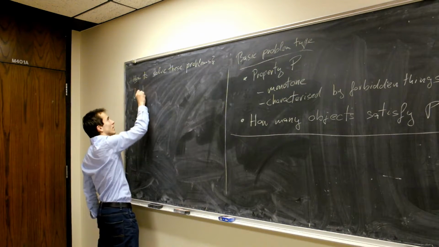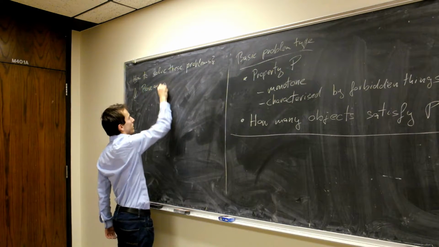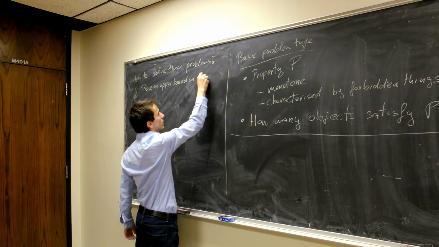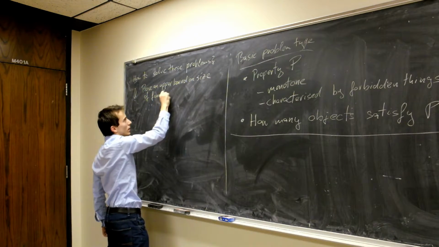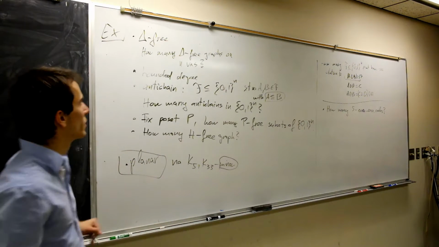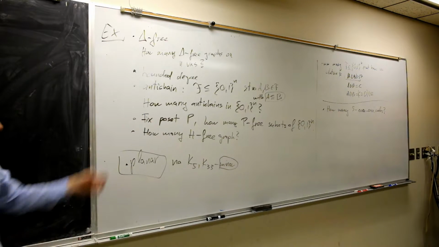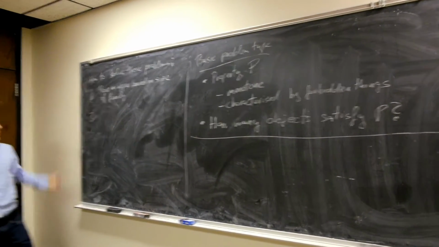First step is always prove an upper bound on the size of your family that satisfies your property. So for example, for triangle-free graph, every triangle-free graph has at most n squared over 4 edges, so that would be your upper bound. For antichain, every antichain has size at most n choose n over 2, so that would be your upper bound, and so on. That's always the first step. And the second step is this tricky one.